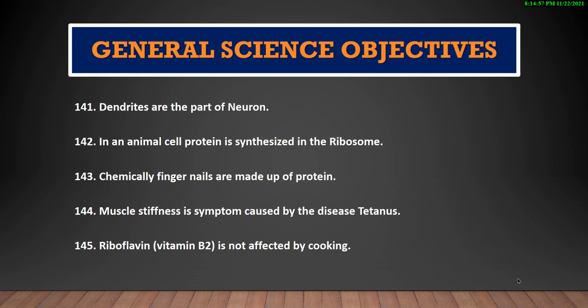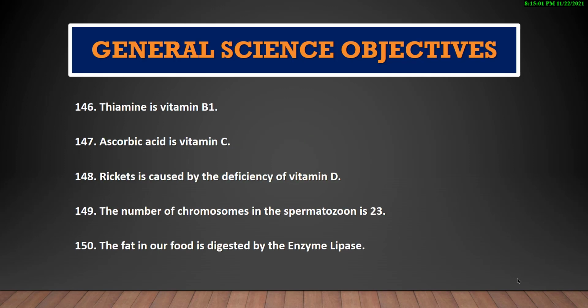Riboflavin, vitamin B2, is not affected by cooking. Thiamine is vitamin B1. Ascorbic acid is vitamin C. Rickets is caused by the deficiency of vitamin D. The number of chromosomes in spermatozoon is 23. The fat in our food is digested by the enzyme lipase.